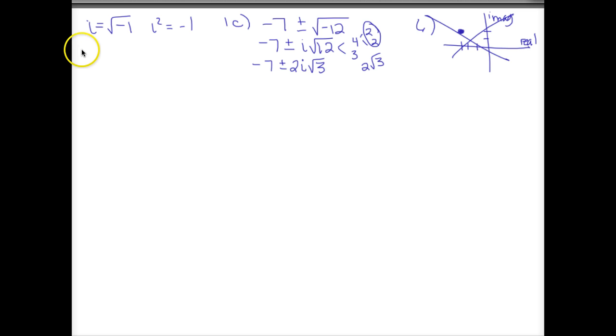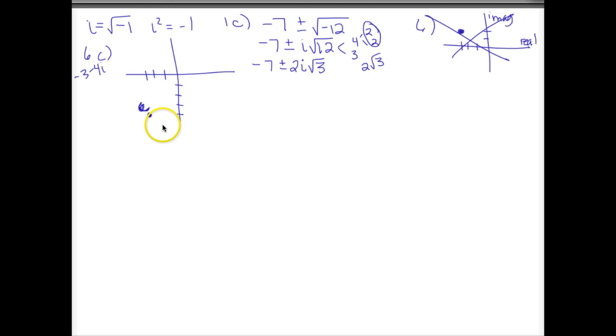So let's look at C then, since I was looking at the wrong problem. It wanted you in C to graph -3 minus 4i. So the real part is negative, that means go to the left 3. The imaginary part is also negative, so that means go down 4. So your location of C, which was -3 minus 4i, would be right here. And you follow the same pattern for all of 6 then.